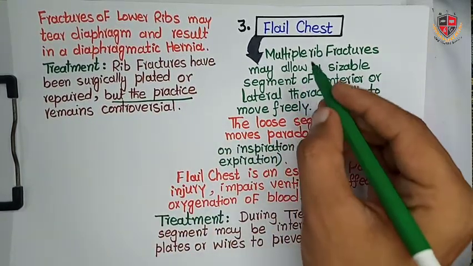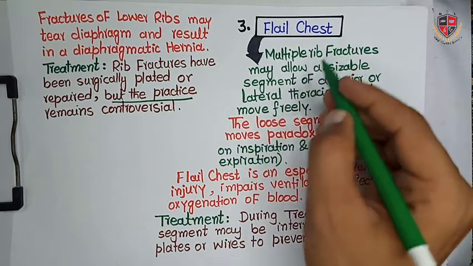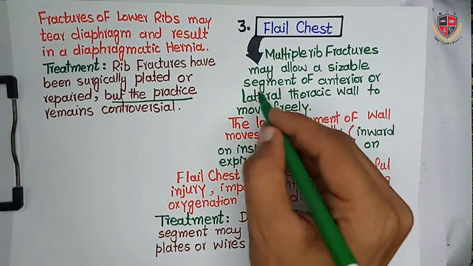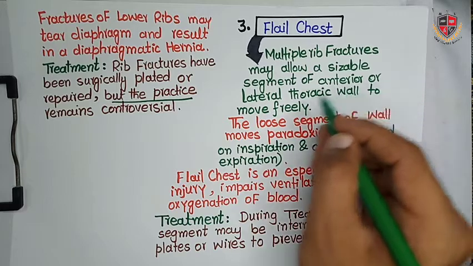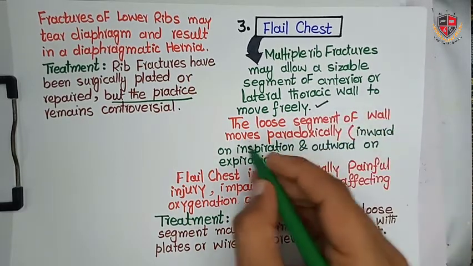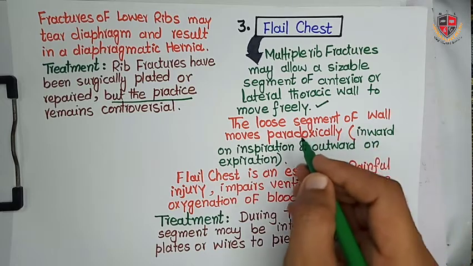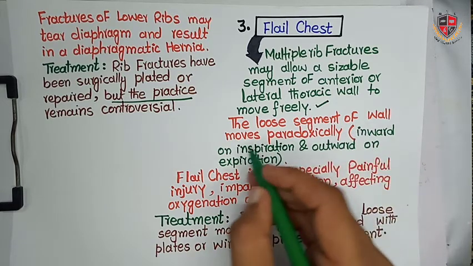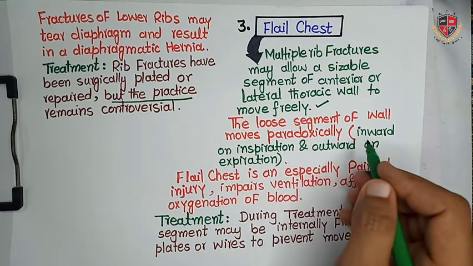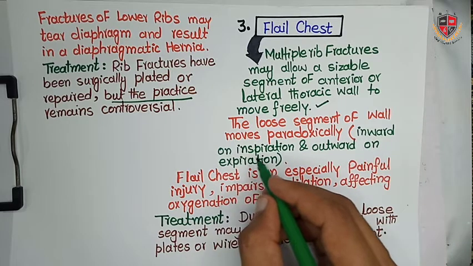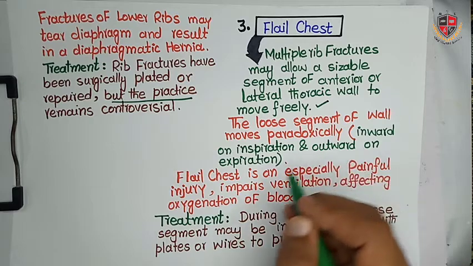The next clinical is flail chest. Multiple rib fractures may allow a sizable segment of the anterior or lateral thoracic wall to move freely. The loose segment of wall, the anterior or lateral wall of the thorax, moves paradoxically: inward movement on inspiration and outward movement on expiration.